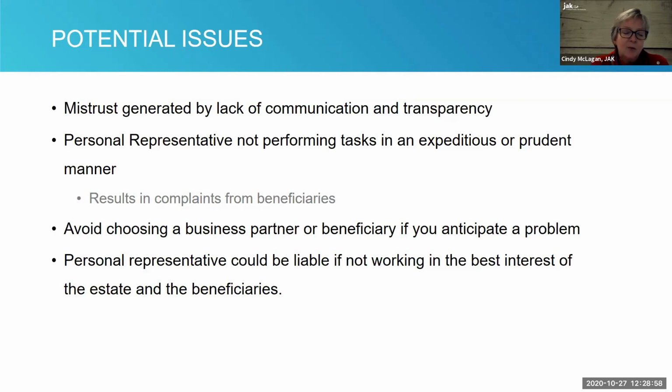Because remember, a personal representative, if they don't do their job, if they don't work in the best interest of the estate or the beneficiaries, they could go to court. And you, as a personal rep, you are responsible for doing your duty. You are a fiduciary. And go back to, what is a fiduciary? A fiduciary has to work for the benefit of the estate and the beneficiaries.